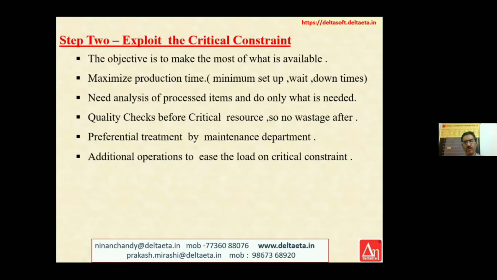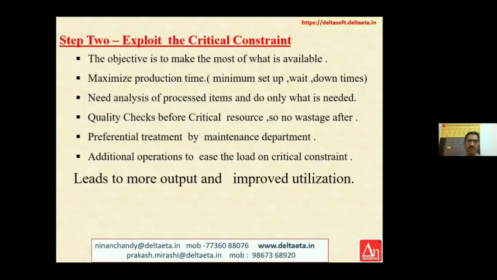So, what to do? We thought about it. Then there came an idea: why don't we flame heat that steel part so that it can be folded easily? So that steel plate used to be flame heated. Somebody would heat it and then fold it. When you heat it, the steel becomes easier to fold. So this way you can do some additional operation to ease the load on the critical constraint.